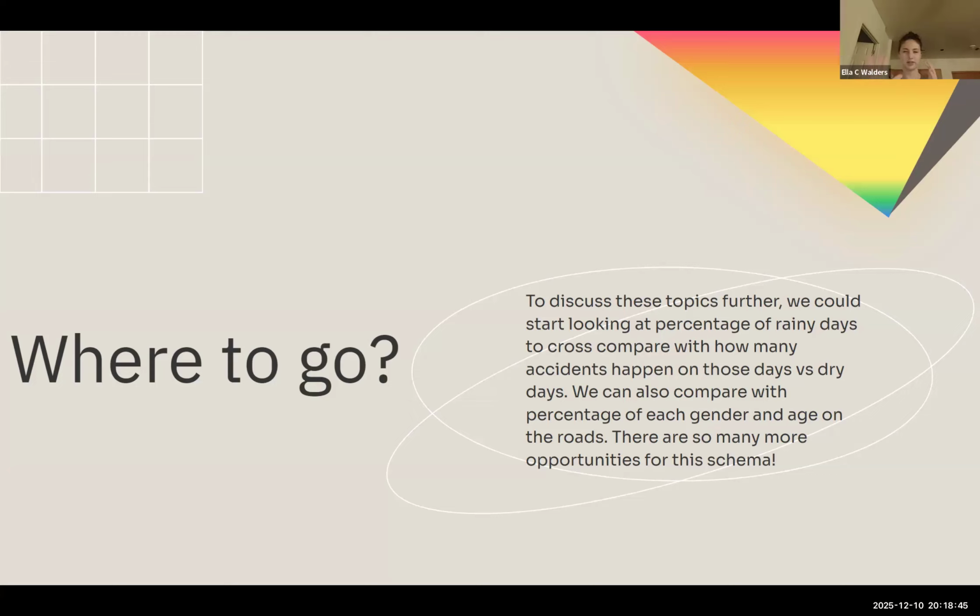As I was discussing throughout the queries, we could definitely start looking at the percentage of rainy days and cross compare that with how many accidents. We could do the same process with gender and age on the roads. I genuinely think there are so many opportunities, and I would love to keep messing around with this database and looking more into it, seeing what really lies beneath it.